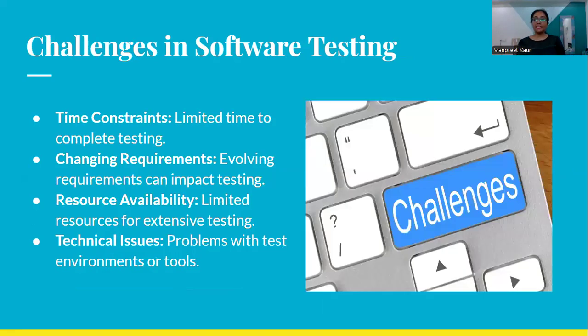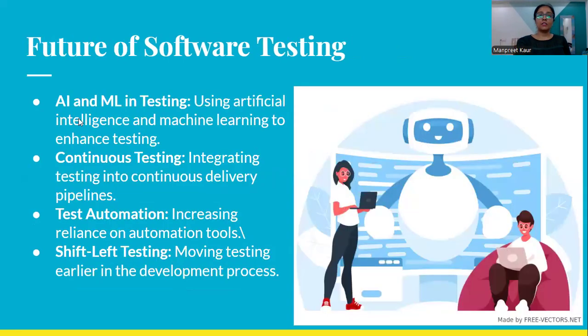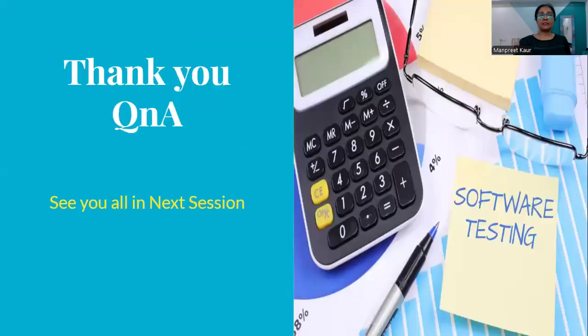These are some challenges. Time constraints, I already explained. For that, the solution is automation testing, as there is limited time for testing. Sprints are getting shorter. We have less than 1 minute. Changing requirements, resource availability, and technical issues, network failure and all. This is the future. You can take a screenshot, or maybe this is the future of testing. Already mentioned: AI, ML, automation and early testing.